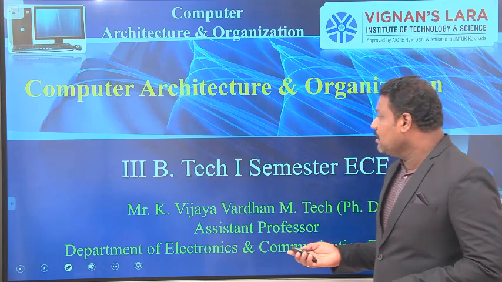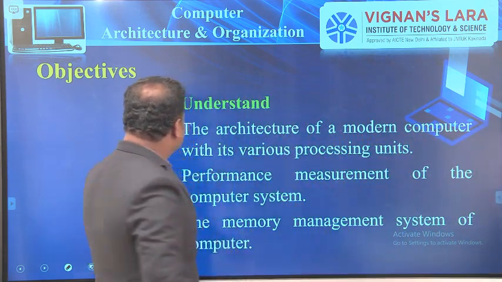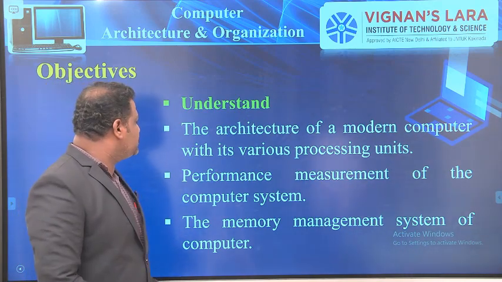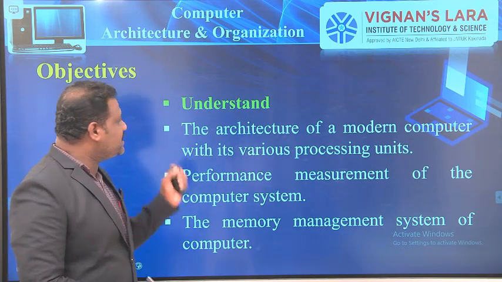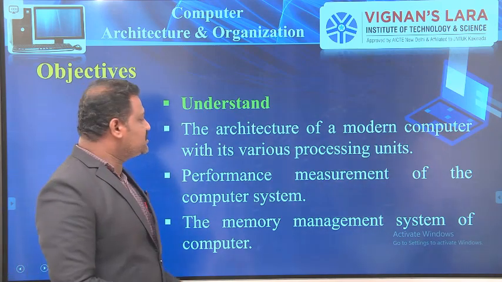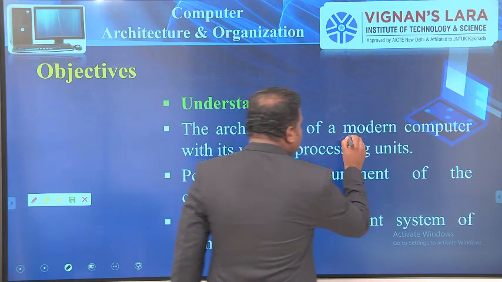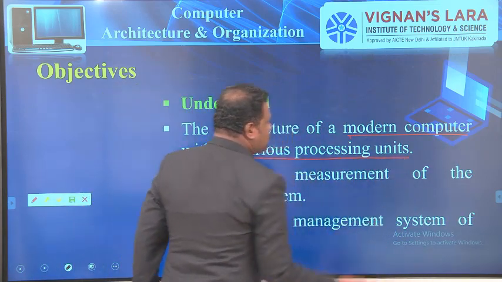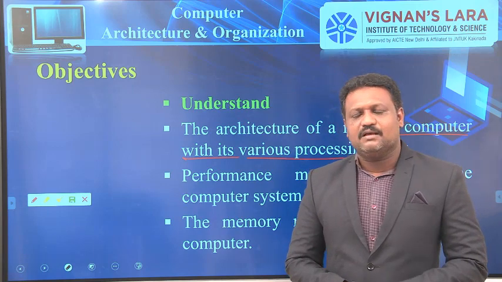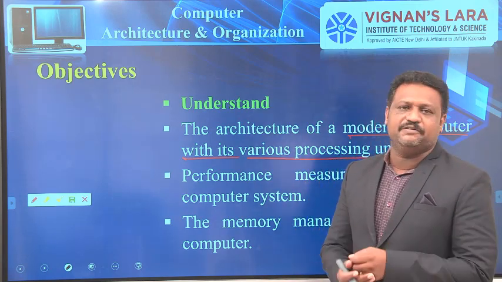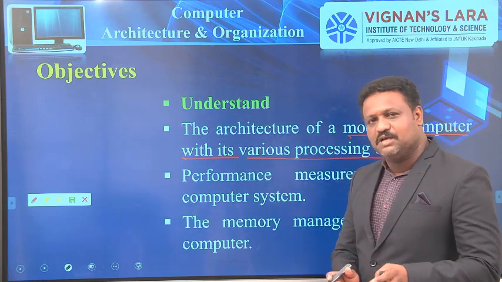Fine. Next, we'll see the objectives of this particular course. See here, friends, there are three objectives. The first objective is to understand the architecture of a modern computer system with its various processing units. That means every computer has different elements like a central processing unit, memory elements, and I/O devices. We'll see the functions performed in our computer system in later classes.